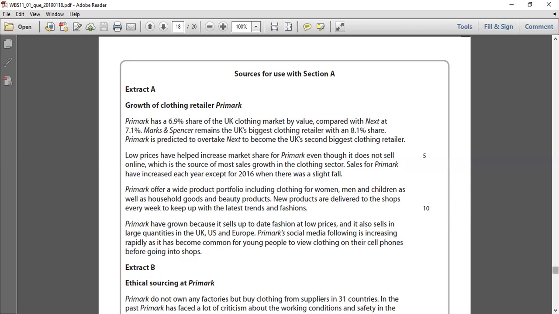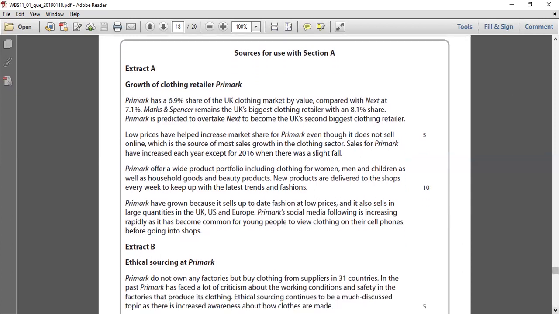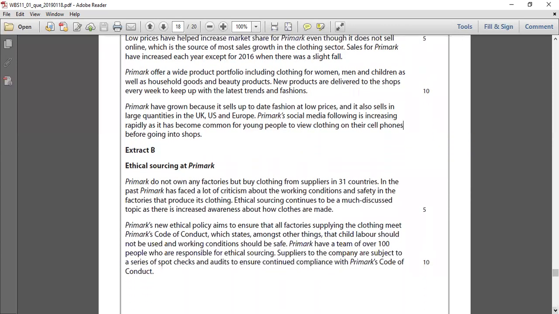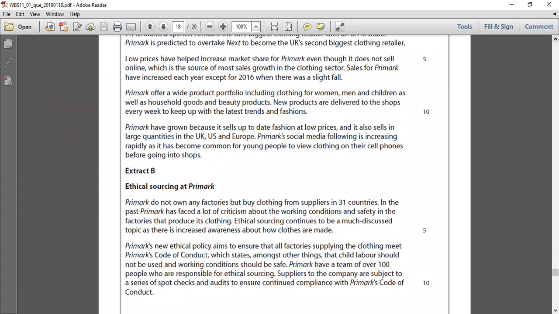Let's go to the next extract B, the same case study. It's another part of section A, and the 10 mark question is based on this: ethical sourcing at Primark. So in the first paragraph of extract B, we find out mainly their marketing strategy, their product portfolio, their target market, everything. Market segmentation, STP, target market, product positioning, marketing strategies, everything we have learned in the first paragraph.